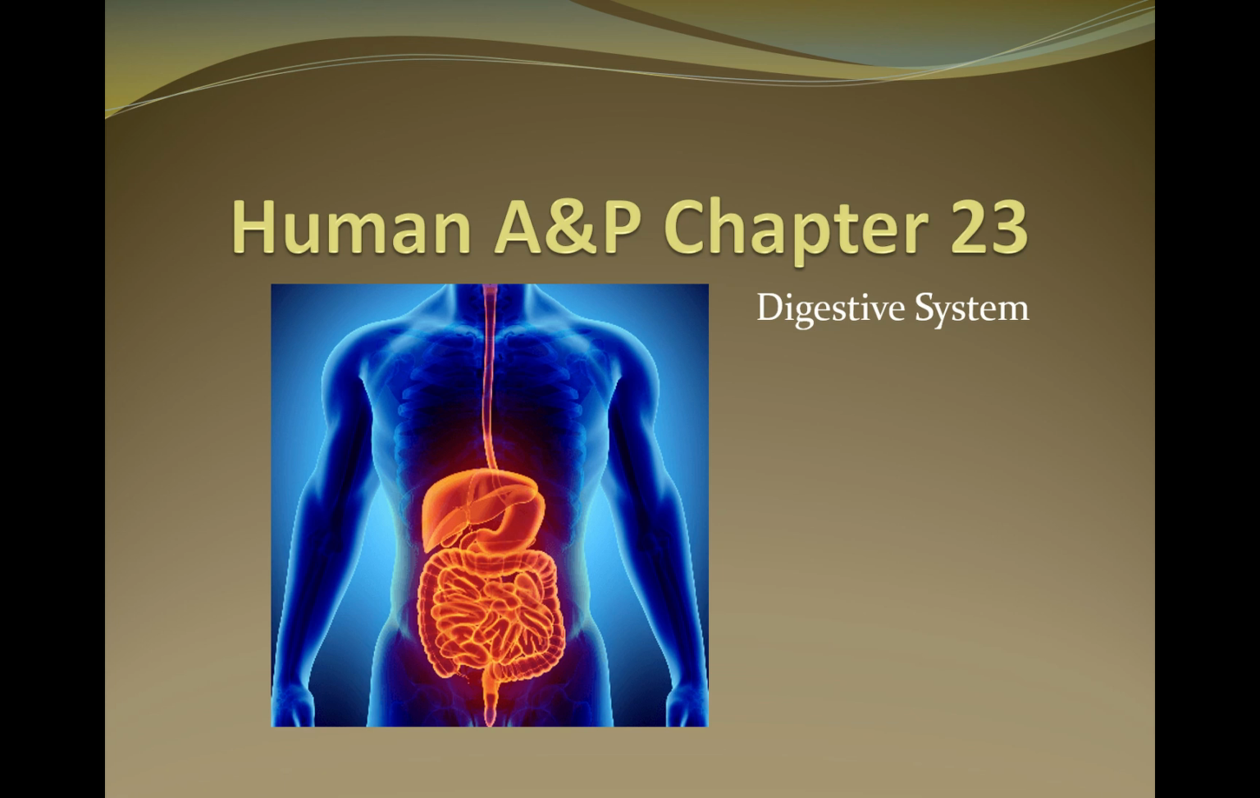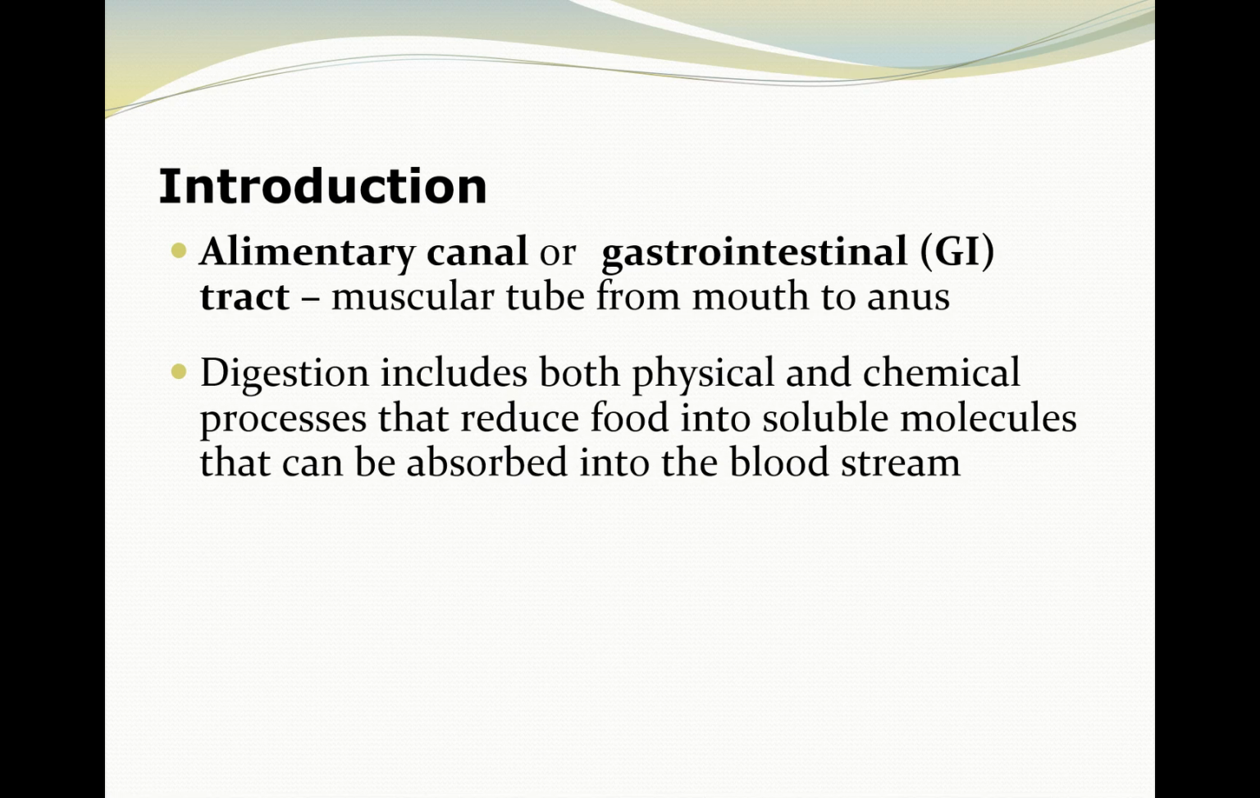This lecture is on Chapter 23, the digestive system. The digestive system is called the alimentary canal or gastrointestinal tract, also abbreviated the GI tract, and it is a muscular tube that travels from the mouth to the anus. Digestion includes both physical and chemical processes that reduce food into soluble molecules that can be absorbed into the bloodstream.